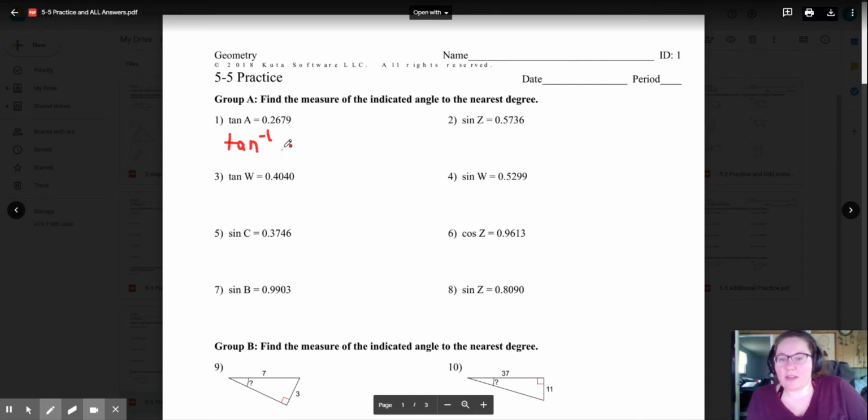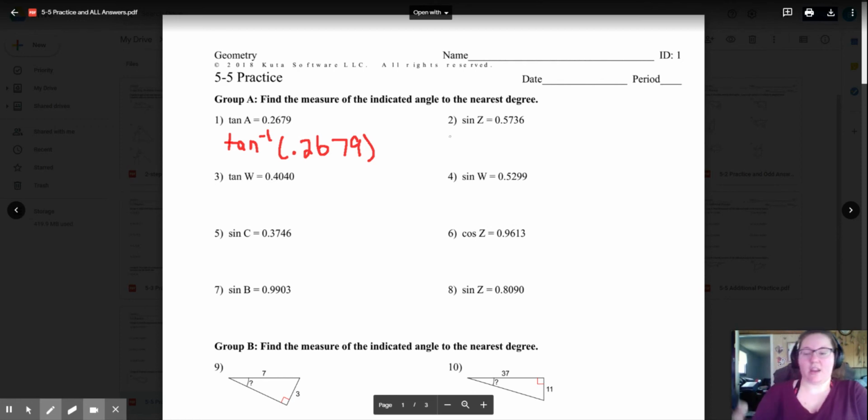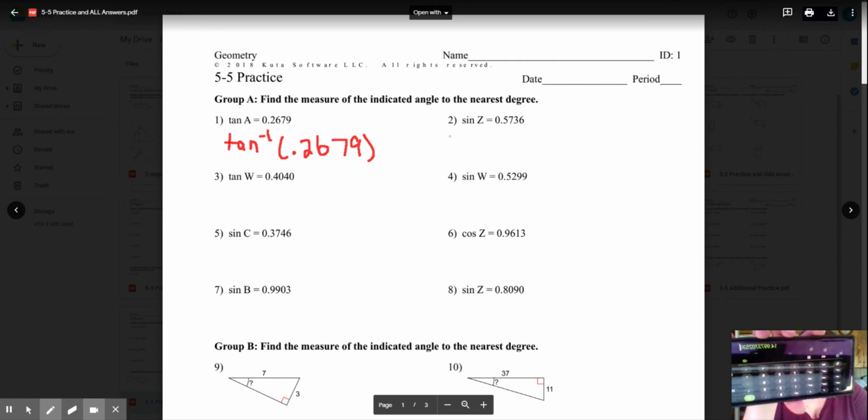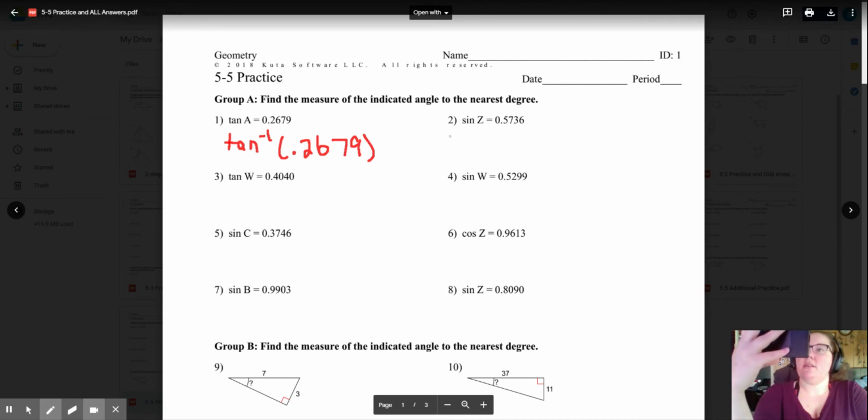So when I do that, I want to find the inverse tangent of, so parenthesis, 0.2679. That's literally it. We were just trying to find the inverse, so that's it. So I would just type in 0.2679 because that's what it's equal to. Then I would get my answer, 14.99, which we would round to 15 because it says to round to the nearest degree.